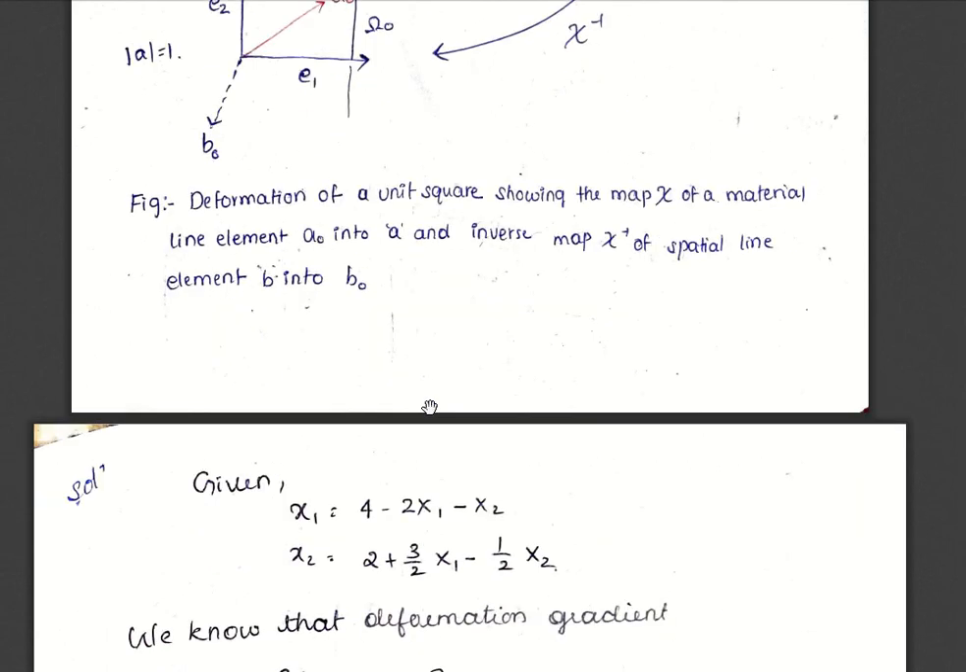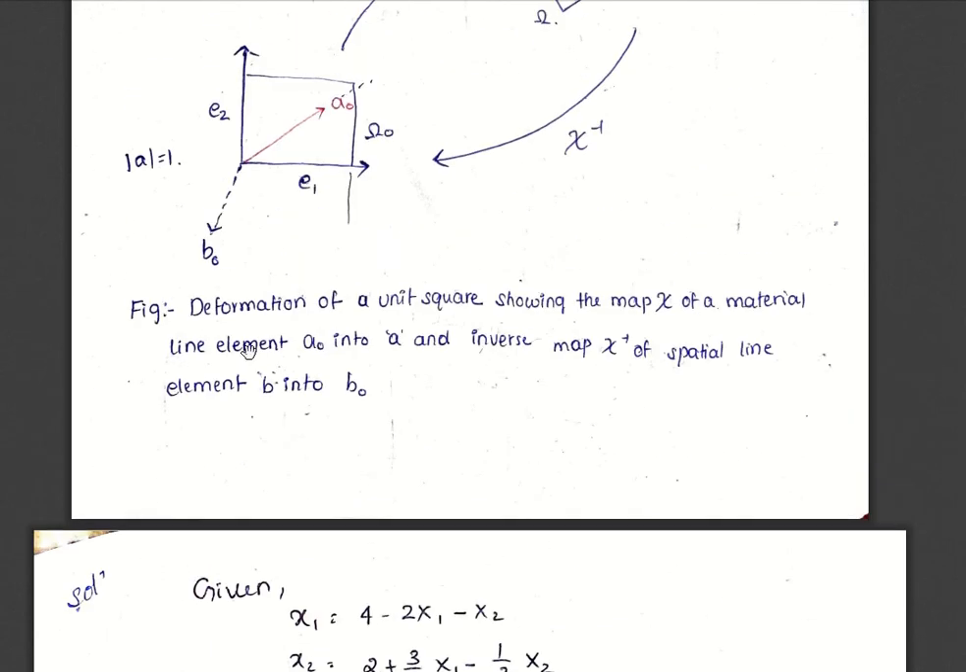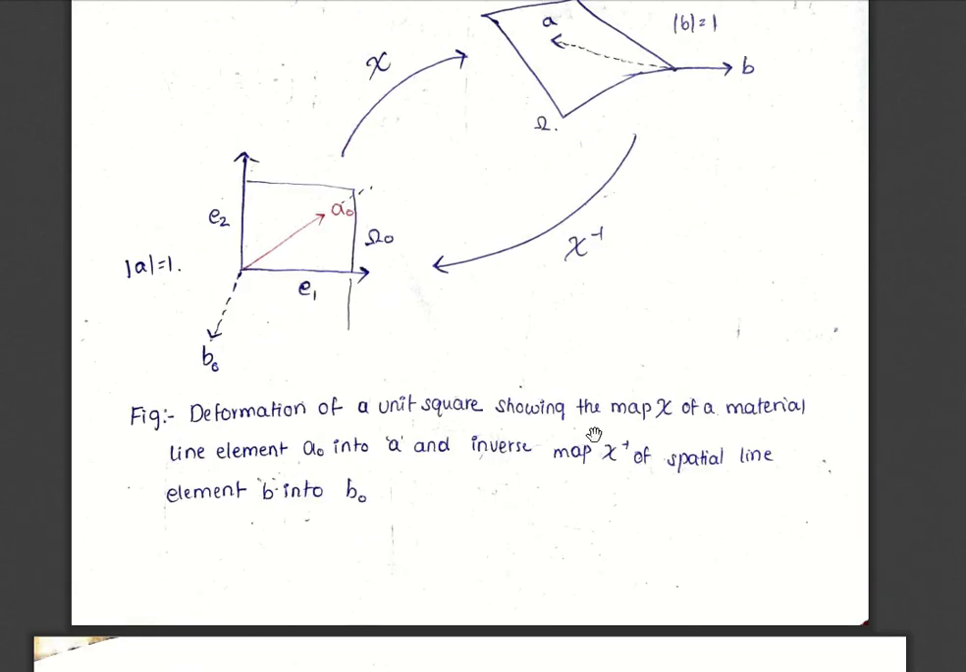This is the description of the deformation gradient of a unit square, showing the map. This is a unit square, and the map chi is the material map, a push forward of the line element A naught into A, and the inverse map represents how B is changing to B naught.